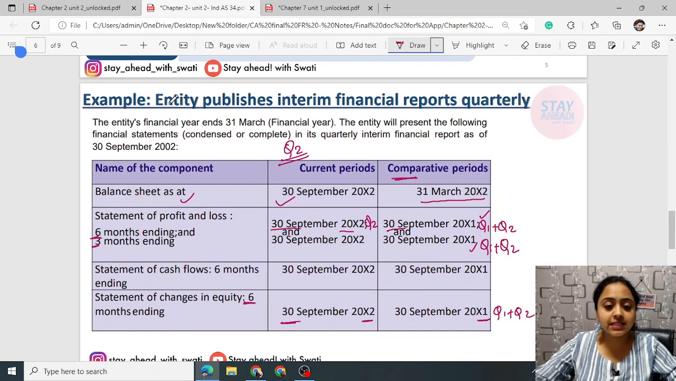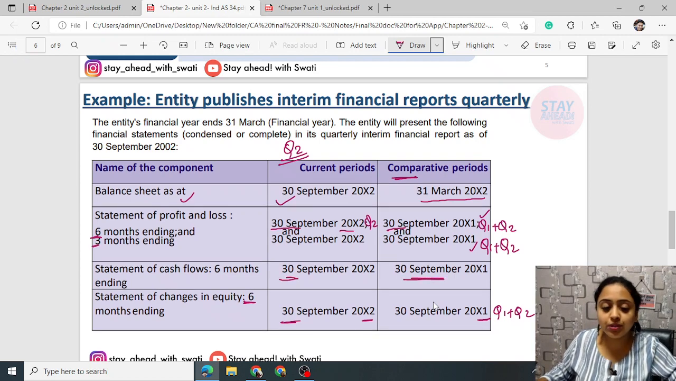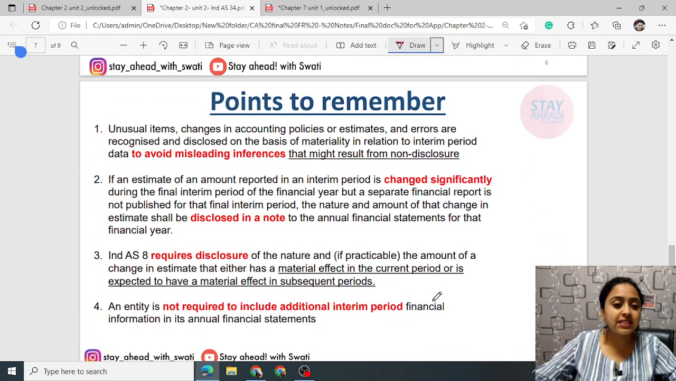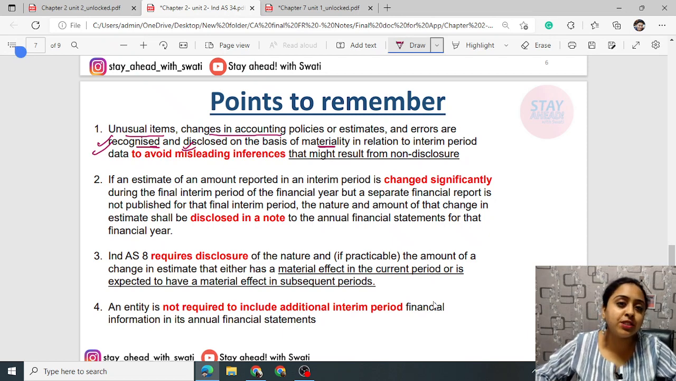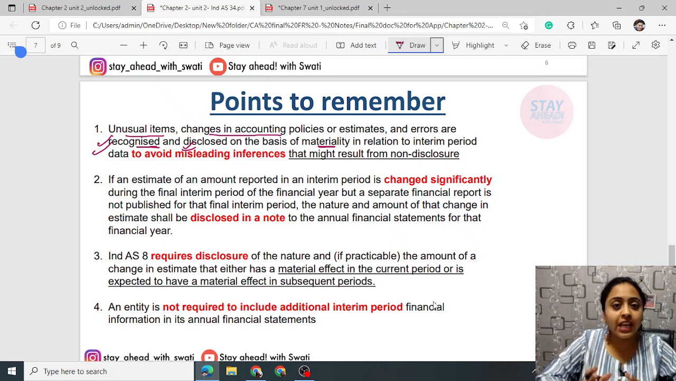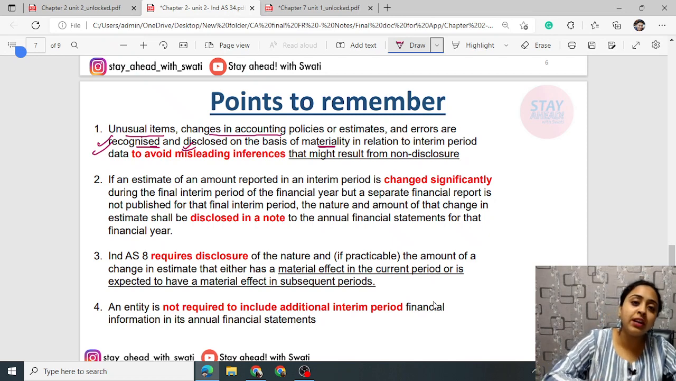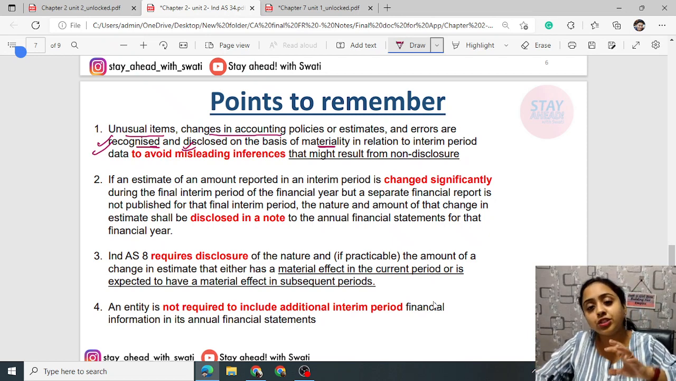Now, this is an example given. You can see that 30th September and 30th September 2001. Next, some important points to be remembered. Unusual items, changes in accounting policies or estimates and errors are recognized and disclosed on the basis of materiality. On the materiality, if such particular information disclosure will have any influence in the economic decision of the user or not. If yes, then these are material and they need to be disclosed. If not material, if immaterial, then these need not to be shown.